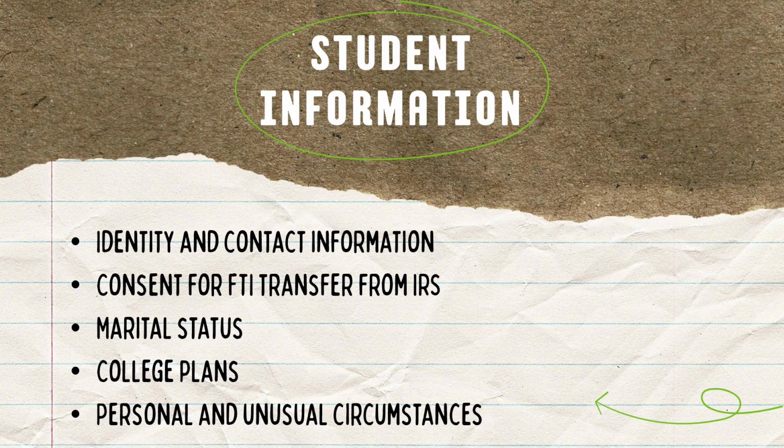Information is required: identity and contact information, consent for FTI transfers from the IRS, marital status, college plans, and then personal and unusual circumstances. Again, FTI stands for federal tax information. Also, the FAFSA pulls tax information from 2 years back. We know that financial situations can change dramatically in 2 years. If that's the case, please contact us to let us know those unusual circumstances. Also, you can have your FAFSA sent to up to 20 different colleges using the online form to compare tuition costs and financial aid awards.